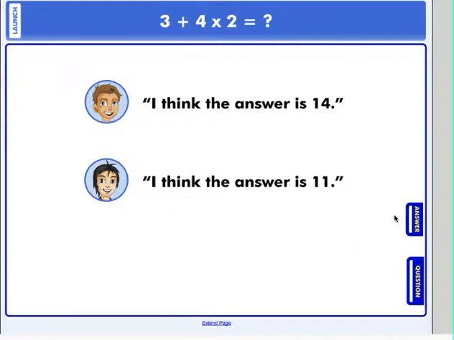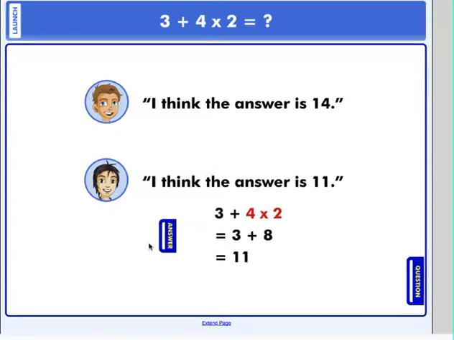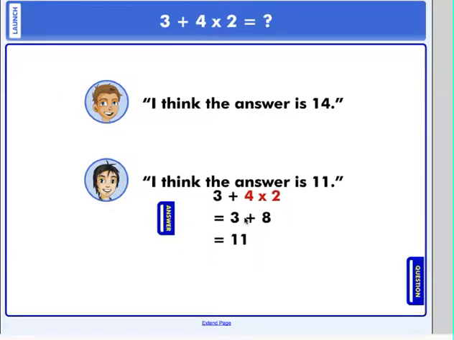Well, we actually have rules that we can follow that tell us the way to solve this problem. Okay? This is the way to solve this problem. We need to do the 4 times 2 first and get 8, then do 3 plus 8. So the correct answer is 11. We know that because we need to follow those rules that tell us what order we should do all of the operations. When there are no parentheses, we have to follow those rules. We're going to talk about what those rules are.